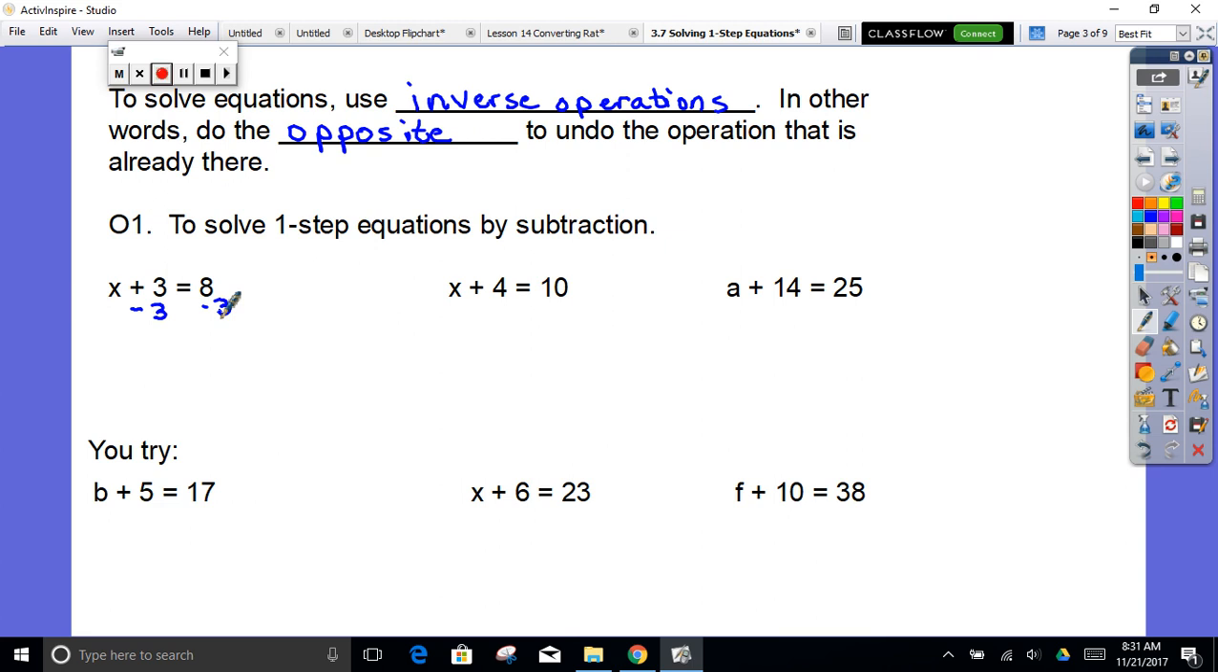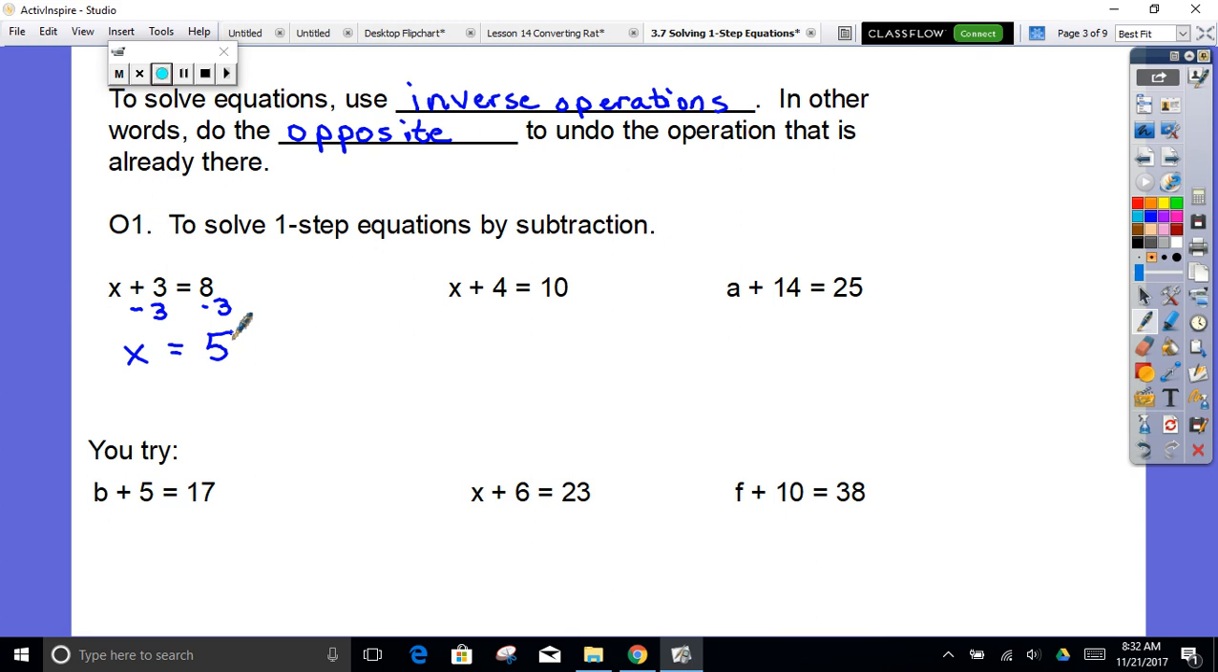This equal sign means that both sides are equal. So whatever we do to one side, we do to another. When we do 3 minus 3, we get 0. So all that's left on this side now is x. We had an x plus 3. We took away 3, so we're just left with x. 8 minus 3 is 5. That was a lot of explanation for something that you could have looked at and said, something plus 3 is 8, it must be 5. But this is the work that I want you to show.